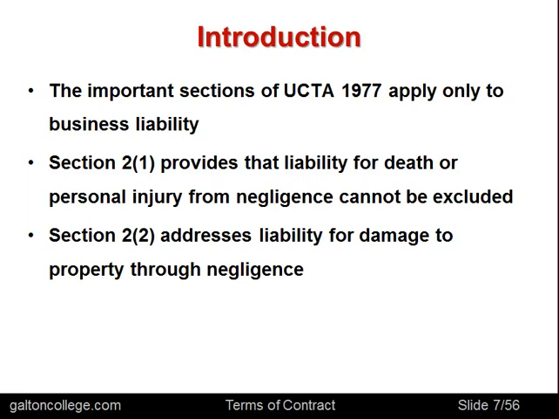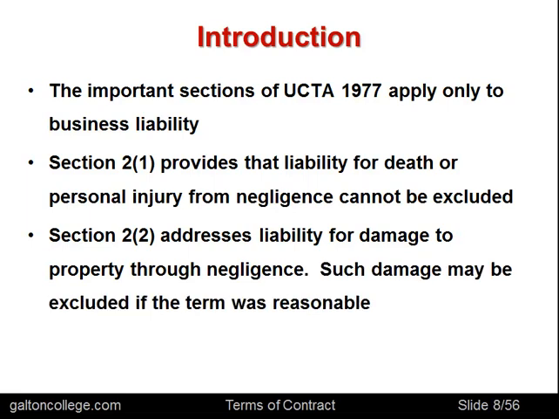Section 2.2 addresses liability for damage to property through negligence. So property is also dealt with. Such damages may be excluded if the term was reasonable. So the court will always look at contracts to see what the intention of the parties to the contract was and whether their intentions were reasonable, or whether they were quite extreme requirements. So the courts interpret contracts in terms of reasonableness.